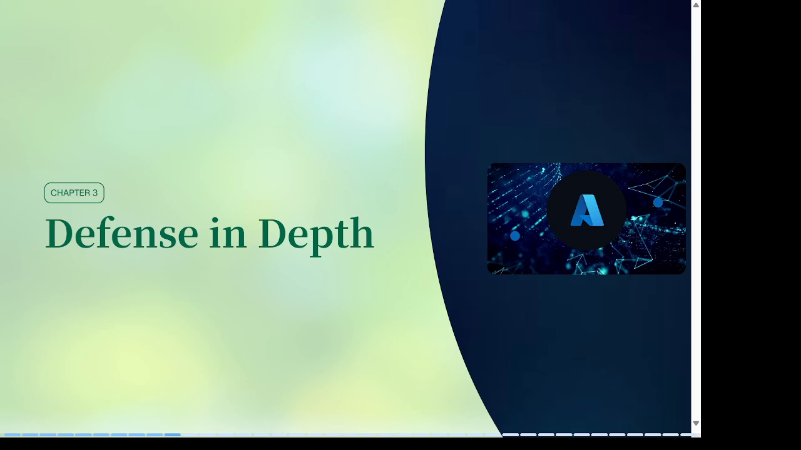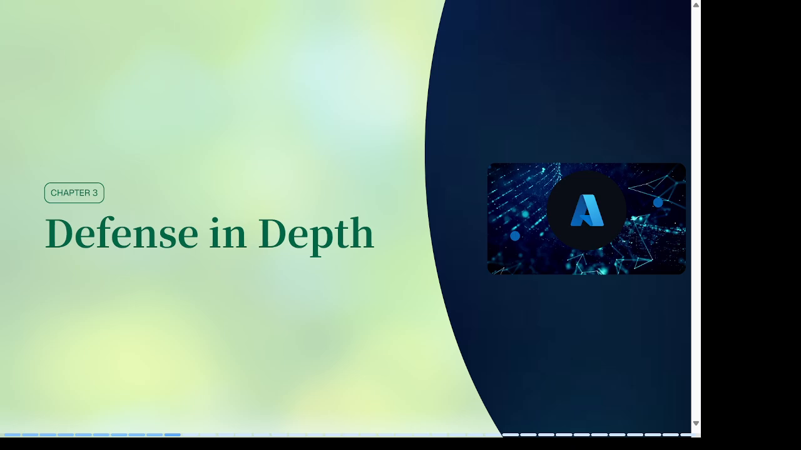What is defense in depth? Defense in depth means security is built in layers. Each layer protects a different area. If one layer is compromised, others still protect the system. Think of it like a series of security checkpoints. An attacker must pass through multiple barriers, not just one. This significantly reduces risk and limits damage.